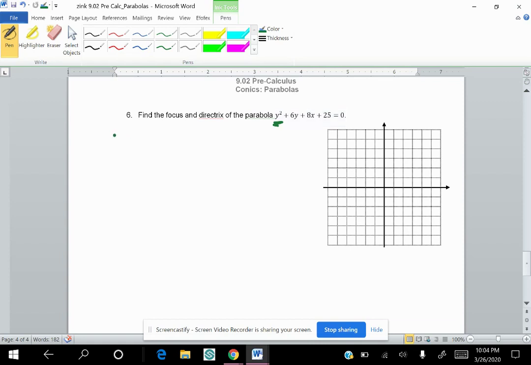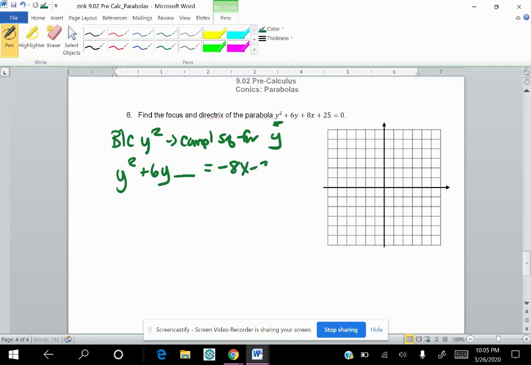Okay, so again, because it's a y squared, we're going to complete the square for y. So I'm going to get all my y's on one side. Everything that doesn't have a y is going to go to the other side. I'm going to leave a blank right here, thinking ahead. I'm going to subtract over my 8x, subtract over my 25, and leave a blank.